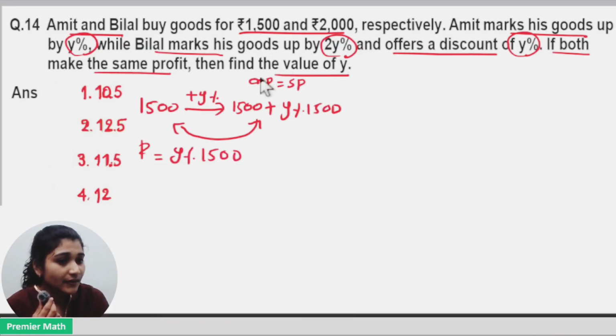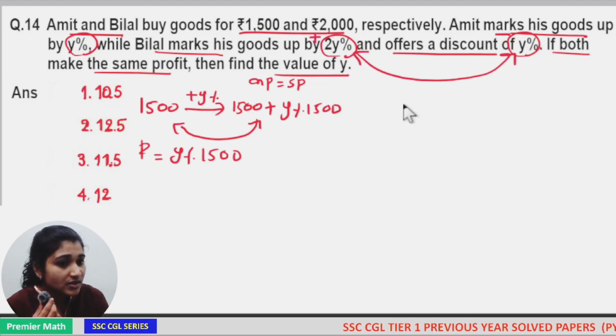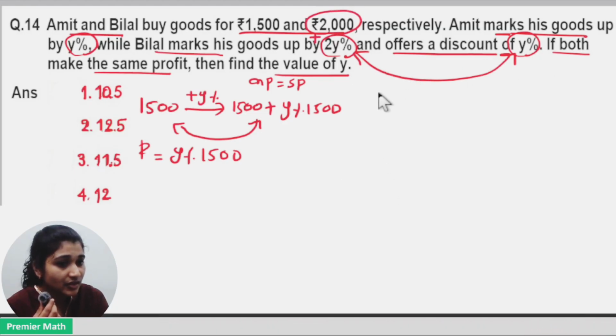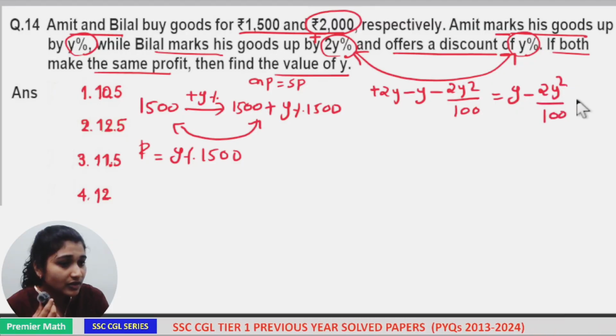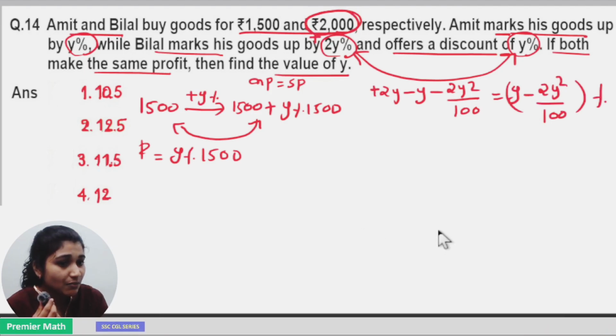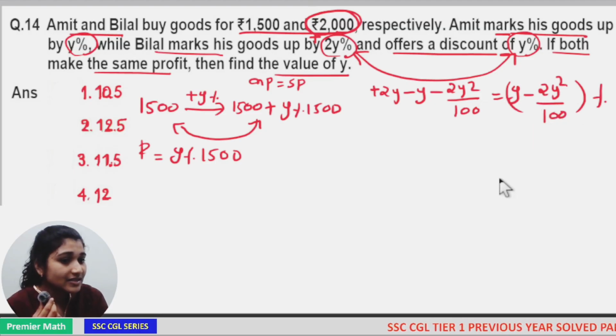Same way, in the second case we have first one increment then one decrement. So the overall percentage of initial cost is the profit here. So take the overall percentage change here: plus 2y minus y. 2y into minus y is minus 2y square divided by 100, which is equal to y minus 2y square by 100. This is in percentage. So this percentage change to initial cost price is the profit here. That is, from this 2000, this is the change. Then this change is the profit here.